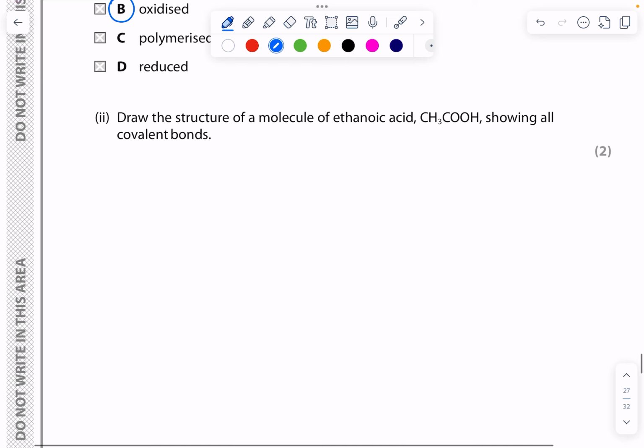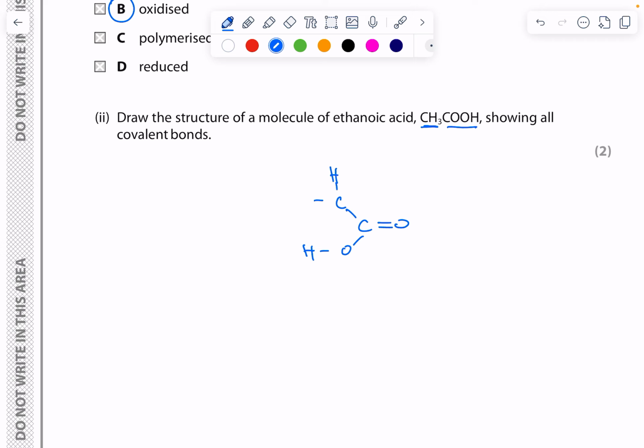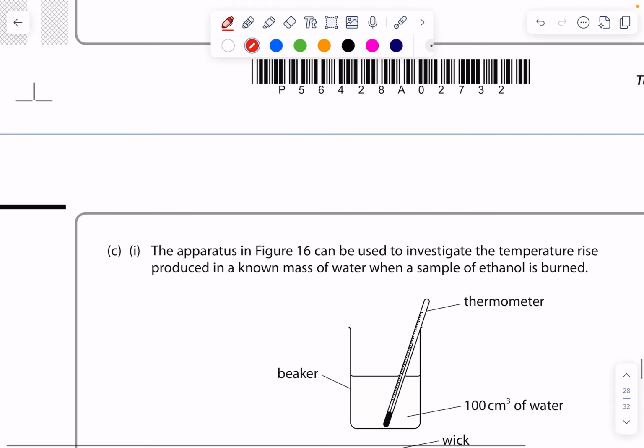Draw the structure of ethanoic acid. So this is a carboxylic acid. So the functional group looks like this at the end, and then what we've got left is this bit here. So we've got a C, H, H, H. Make sure you've got all the bonds drawn, because it says here draw all the bonds in there. Mark wise, you get 1 mark if you get the carboxylic acid group correct, by the looks of it. So that's this bit, and then you get another mark for getting this CH3 with all the bonds shown as well.